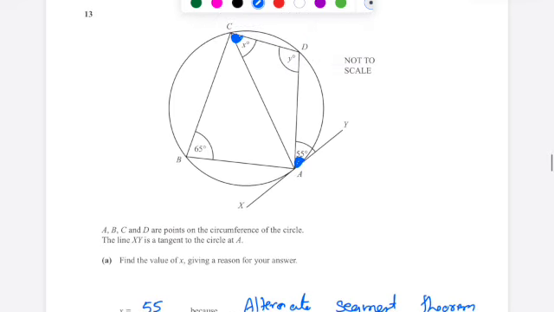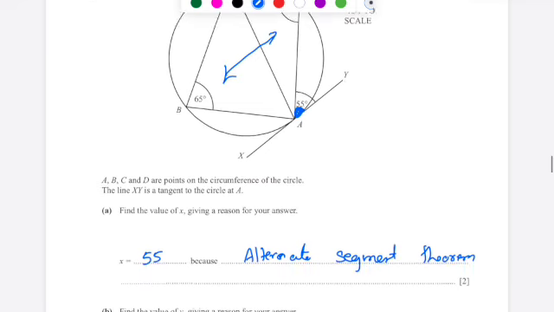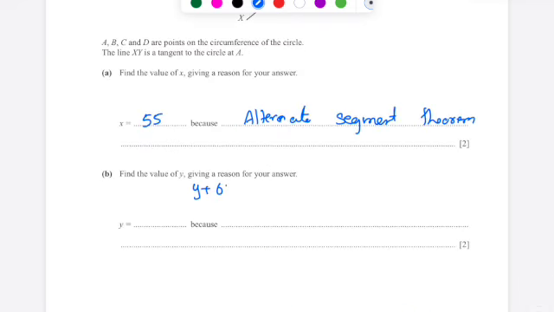Find the value of y, giving your reason. So we have to find out y. So 65 plus y is a cyclic quadrilateral. So y plus 65 equals 180. So y equals 115.